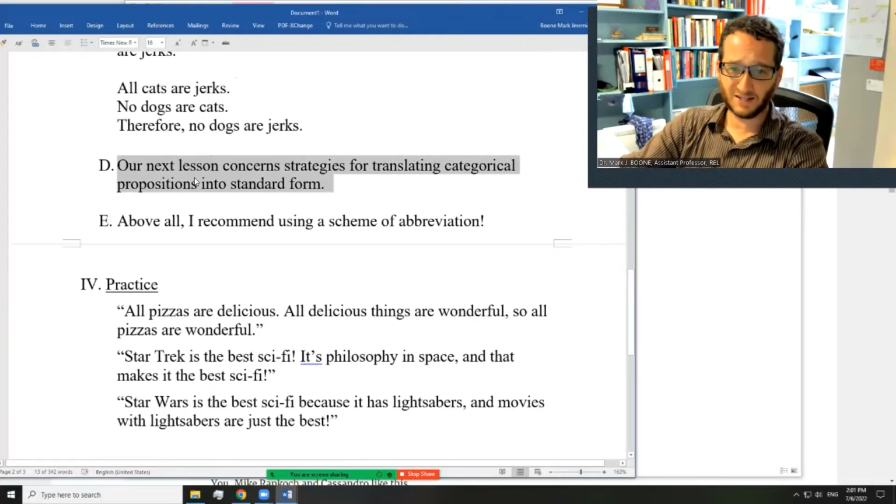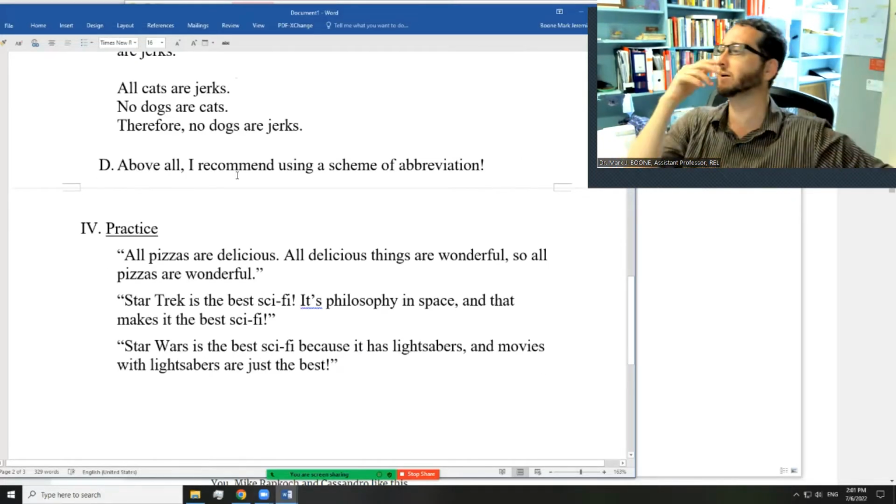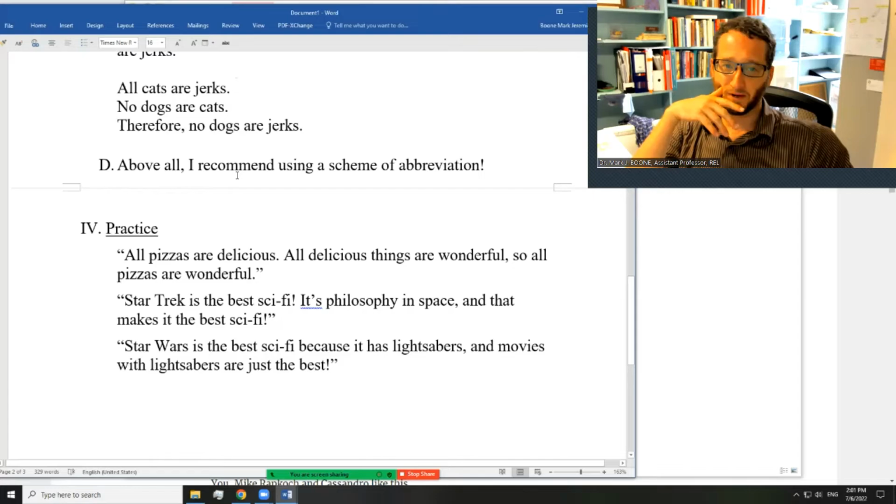Our next lesson does not concern strategies for translating categorical propositions into standard form. My apologies, that comes from some earlier arrangement of some of my notes.